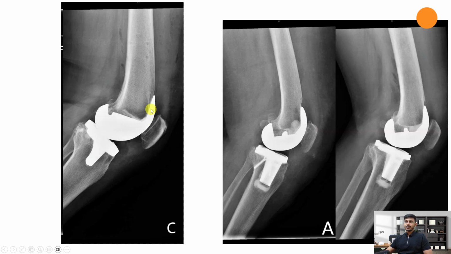So you can see this is a good TKR where there's no notching at all. The outer and the inner cortex are maintained. This is an example where the outer cortex is disrupted, but you can see the inner cortex is still faintly intact. Here you can see the outer cortex is disrupted and the inner cortex is still intact. So this is an example of grade 1 notching.